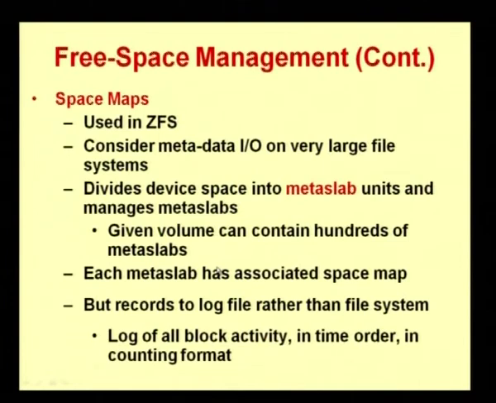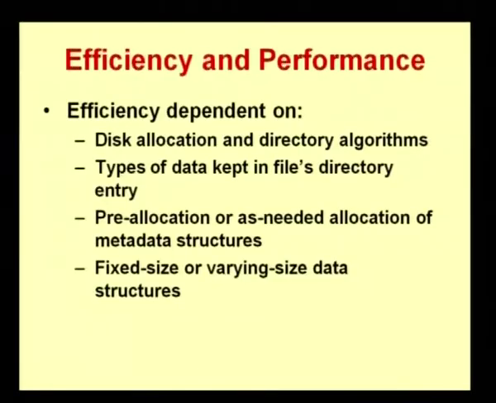Now, how is it efficient, and on what does the efficiency depend? The efficiency is dependent on the following factors. One is the disk allocation and directory algorithm. Second is the types of data kept in the file's directory entry. Third is pre-allocation or as-needed allocation of metadata structures. Fourth is fixed size or varying size data structures. So this is how the efficiency is managed.